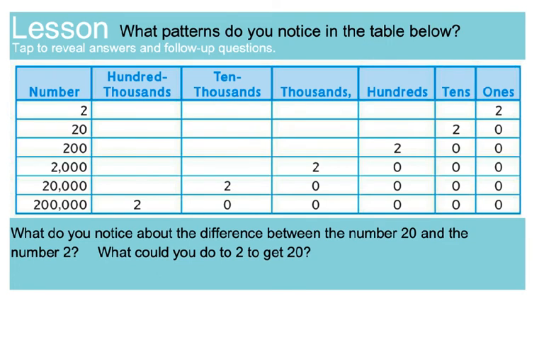Today we're going to look at what patterns we notice in the table below. So we're going to look at the number 2. In this case, the number 2 is in the ones place, and its value is 2. Now I'm going to add a 0 and move it 1 place to the left. We now have the number 20.